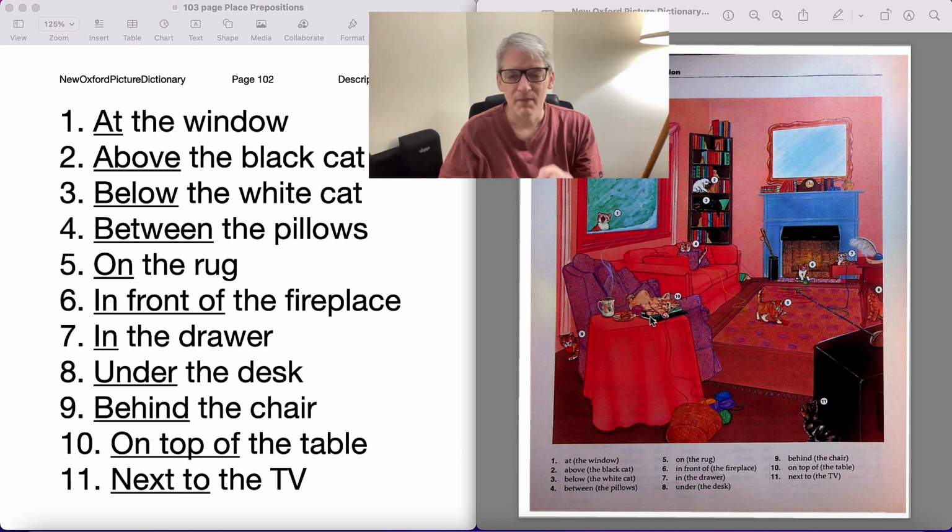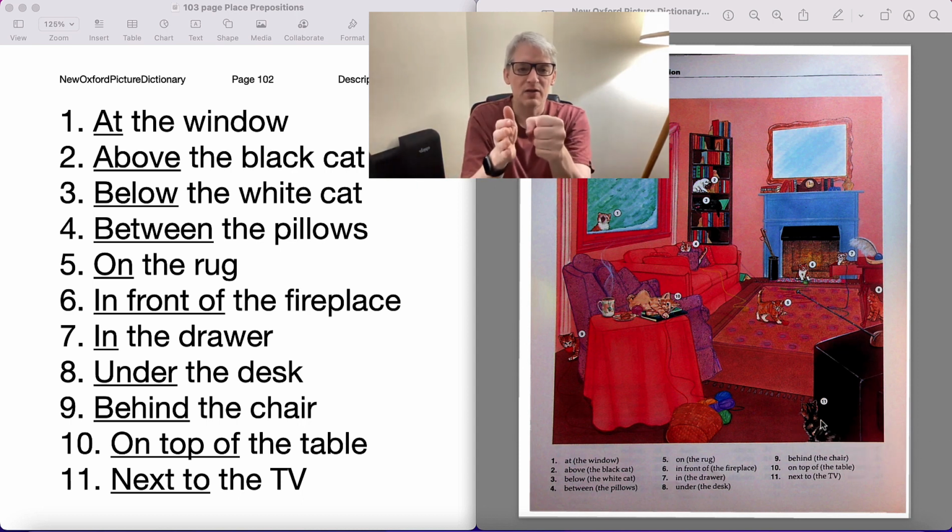Number 11 is next to, okay? The cat is next to, here. The cat is next to the TV.